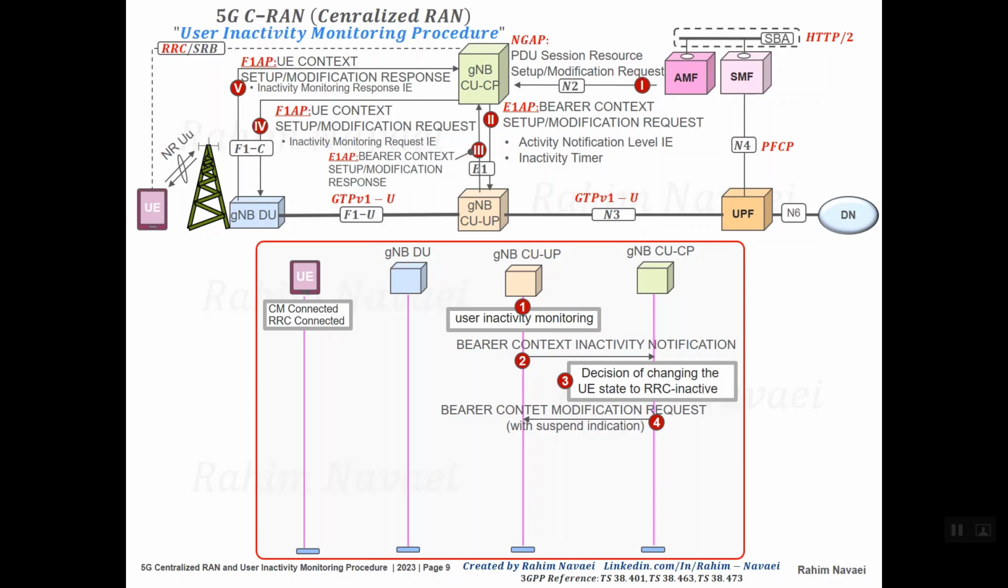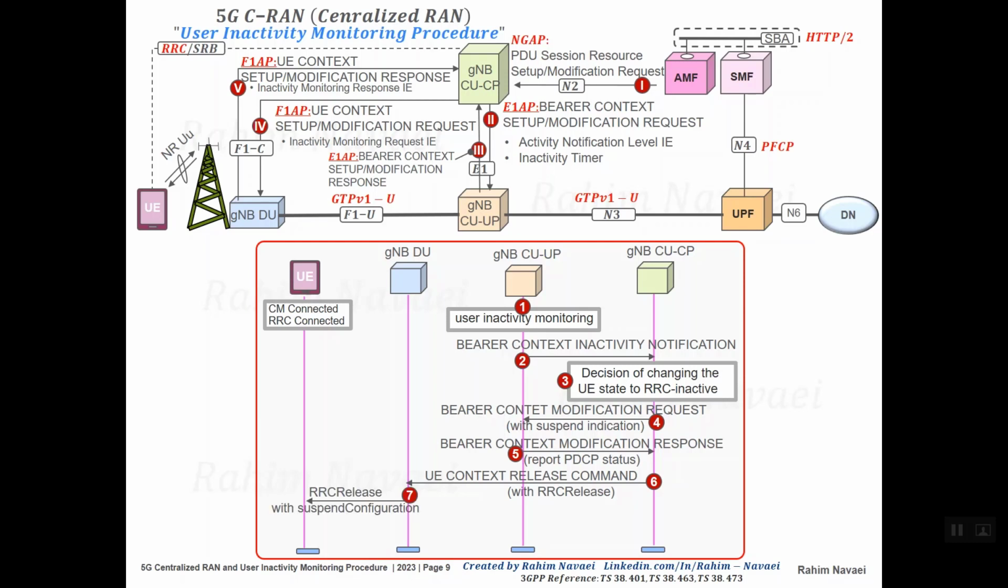If yes, then the gNB-CU-CP sends bearer context modification request message using E1AP with suspend indication to the gNB-CU user plane, and then the gNB-CU-UP sends back the response with PDCP status. The gNB-CU-CP sends UE context release command message using F1AP, including RRC release to the gNB-DU, and the gNB-DU forwards the RRC release message using RRC protocol with suspend configuration to the device via the air interface, and finally the gNB distributed unit sends back the response to the gNB-CU control plane.